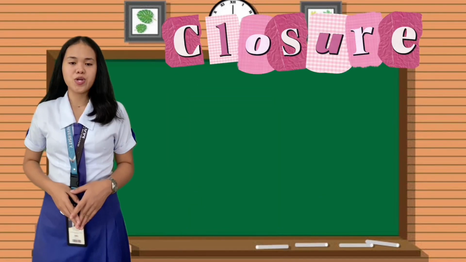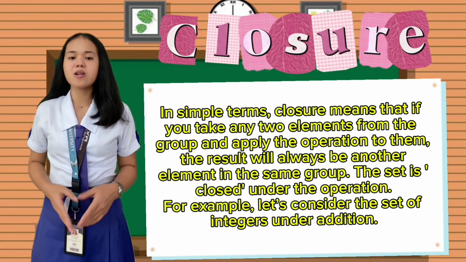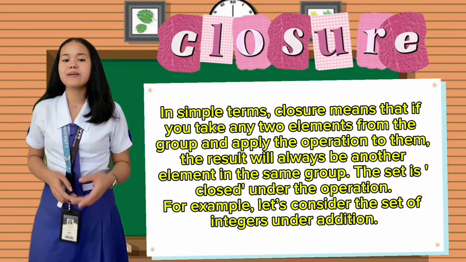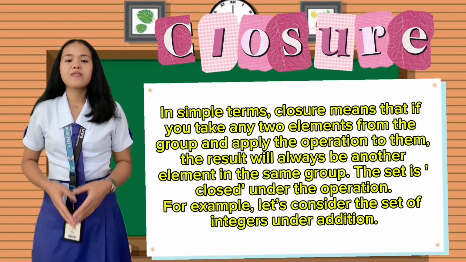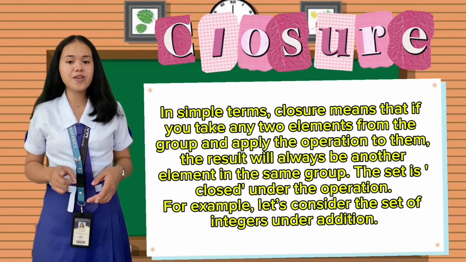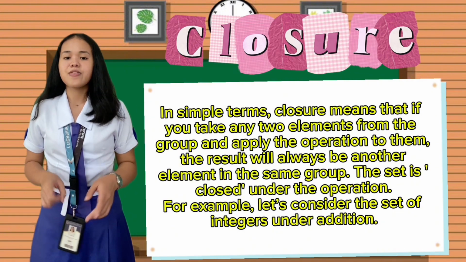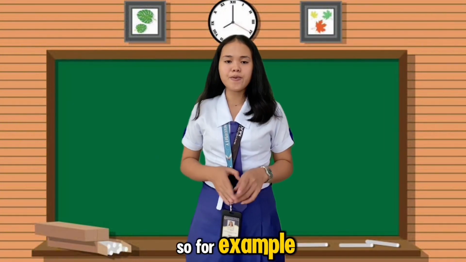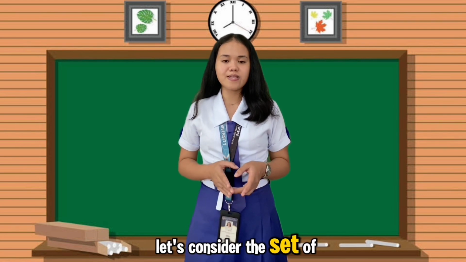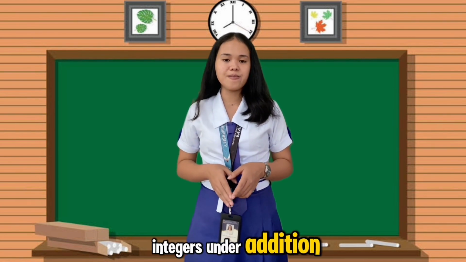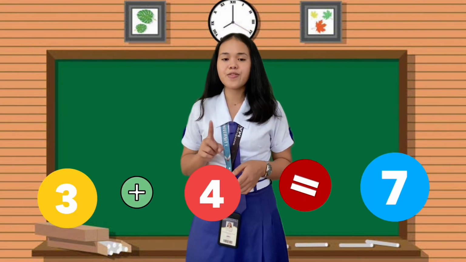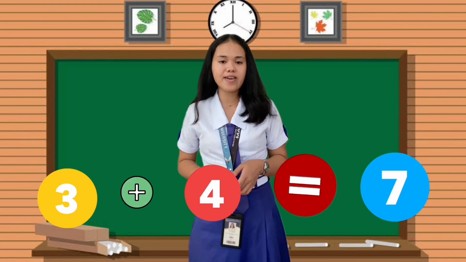Let's start with closure. In simple terms, closure means that if you take any two elements from the group and apply the operation to them, the result will always be another element in the same group. The set is closed under the operation. So for example, let's consider the set of integers under addition. Take two integers, say 3 and 4. If we add them together, 3 plus 4 is equal to 7.